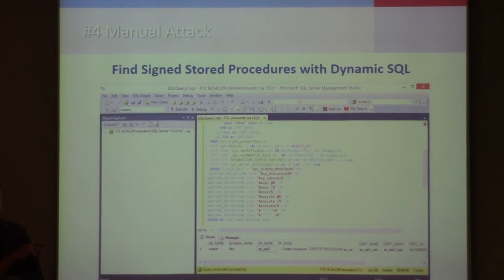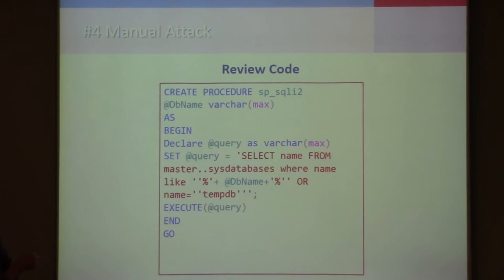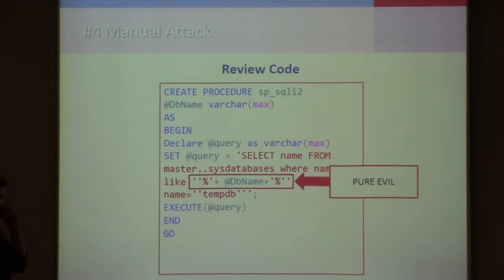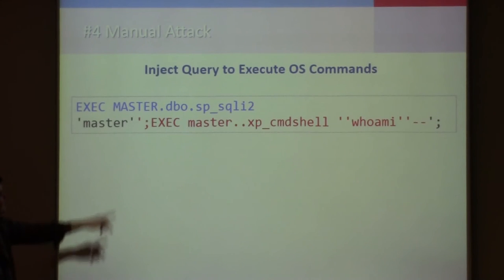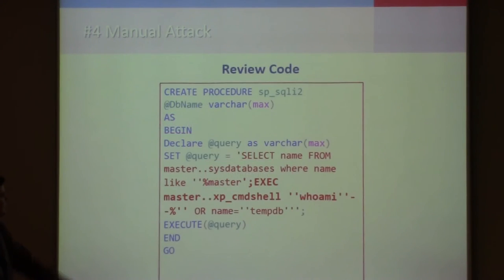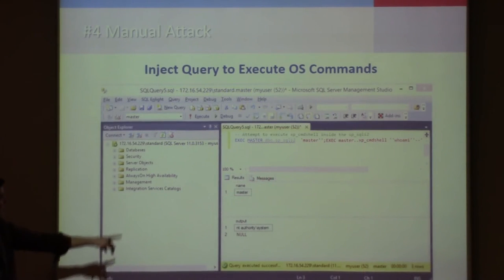A lot of the SQL injection you do in stored procedures is going to be blind if you don't have the privilege to view the source code of stored procedures. And that's about 50-50. In 50% of environments I can see it, 50% I can't. Anyways, here's string concatenation. Here's SQL injection. Here's what it looks like when the code's completed with the injection. And here's what happens when we actually do it within Management Studio.